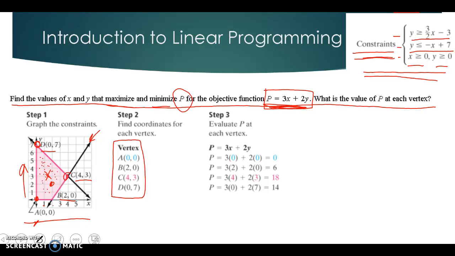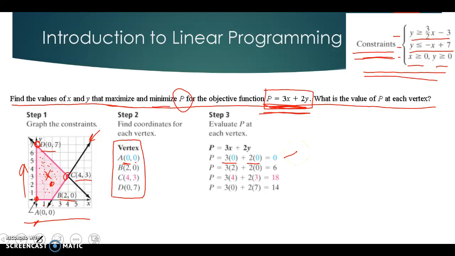And when I say test those 4 points, essentially what you're going to be doing is plugging in the x value and the y value into our objective function. And again, our objective is to maximize the profit. So for point A, I'm going to plug in the x and the y value. The x is 0 and the y is 0. If I let x be 0 and y be 0, then I'm going to get 0 plus 0, which is going to give me a profit of 0.